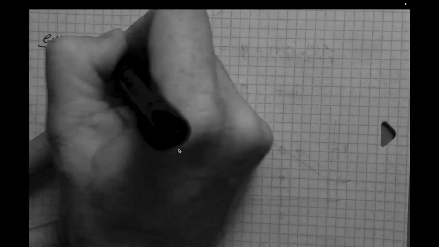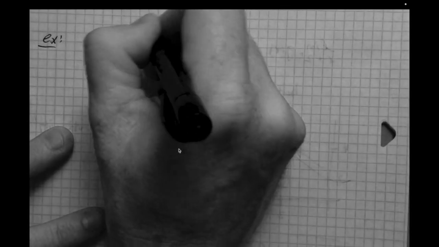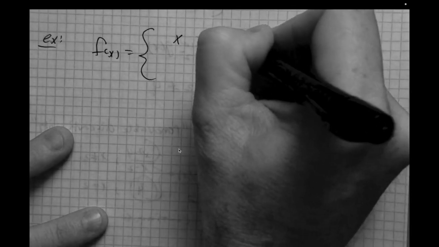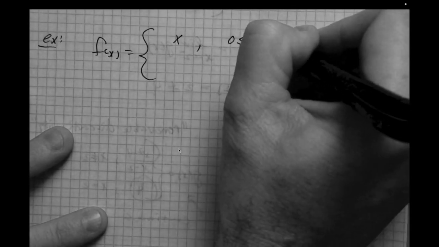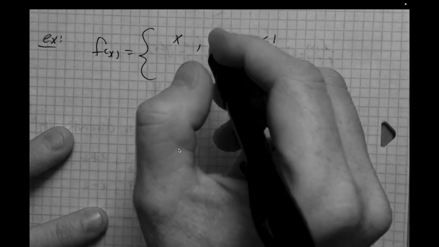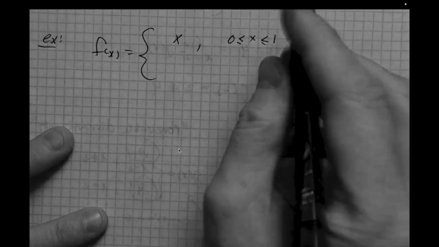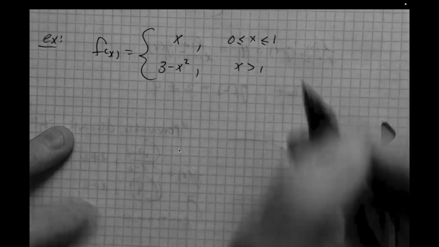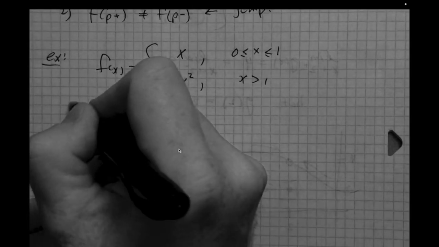So we'll say f of x is equal to x when x is between 0 and 1. And when it's outside of that range, it's equal to 3 minus x squared. And we'll say that's whenever x is greater than 1. All right, so here this f is defined from 0 to infinity. And it's a piecewise function again, and here's what it does. Right, and so in this case, what does the function look like?